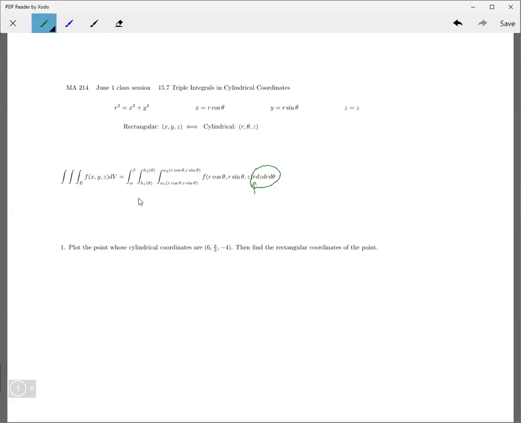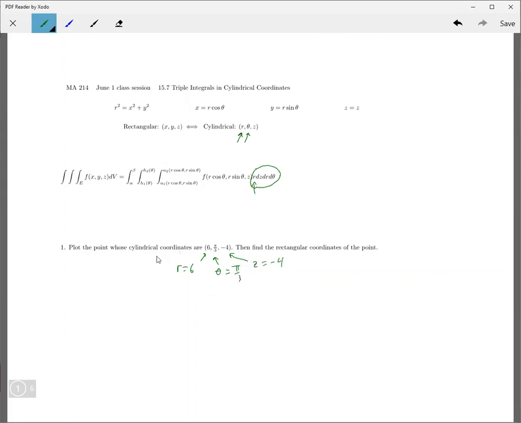Okay, so let's take a look at the homework. Number 1, plot the point whose cylindrical coordinates are 6, pi over 3, and -4. So remember it's r first and then theta. So r is 6, and theta is pi over 3. And then this last one is just z, so z equals -4.